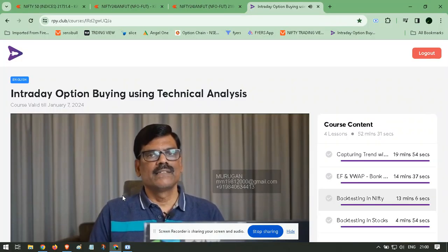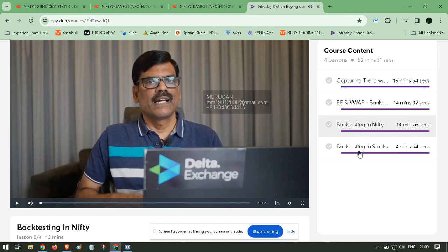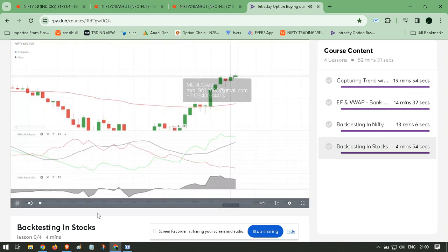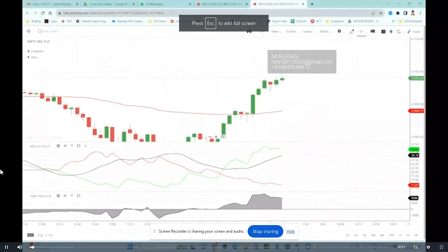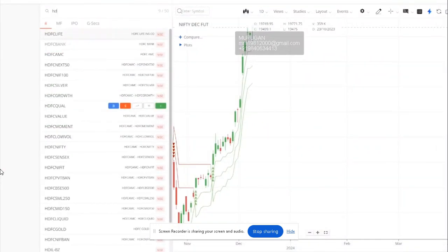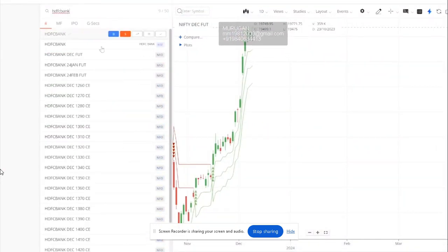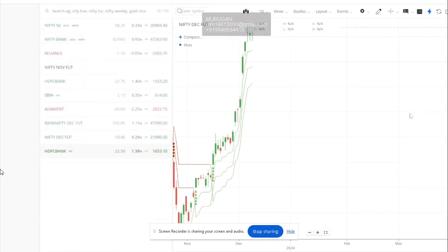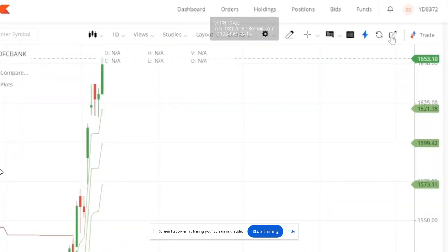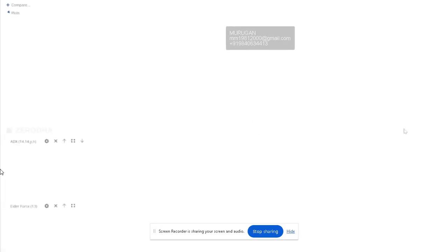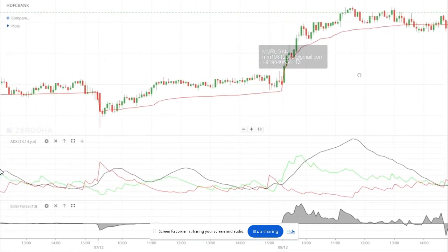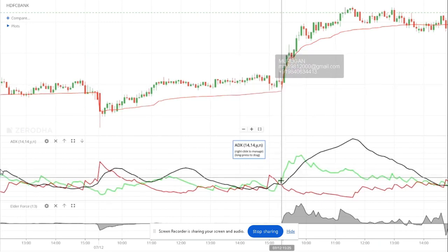So in the last segment, maybe we will look at some stocks. Maybe look at HDFC Bank. You look at HDFC Bank. Okay, you can see here, somewhere here.